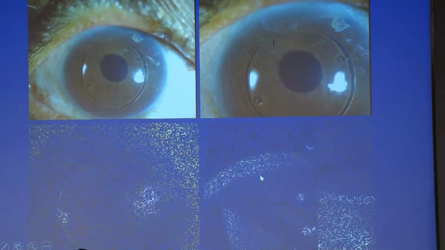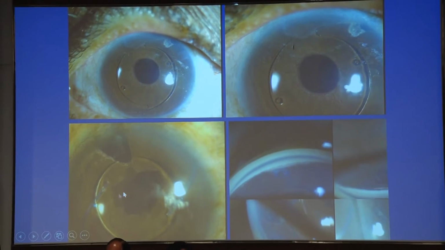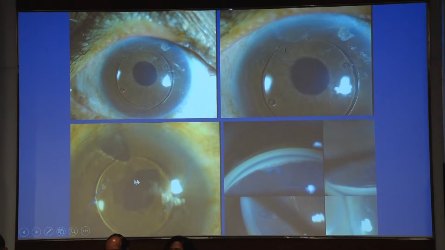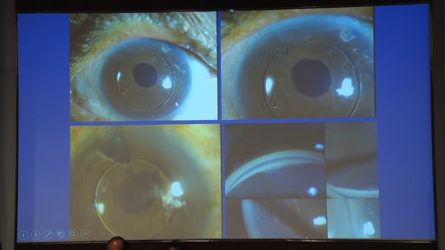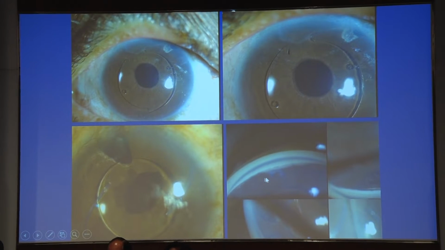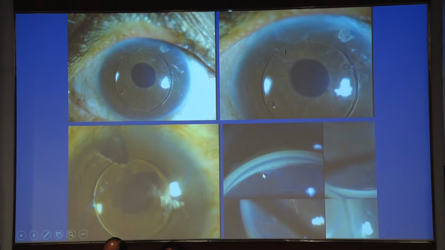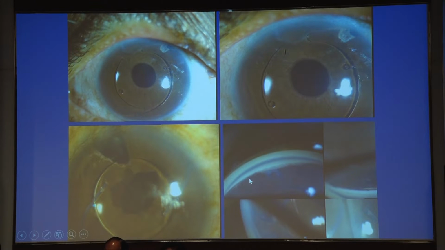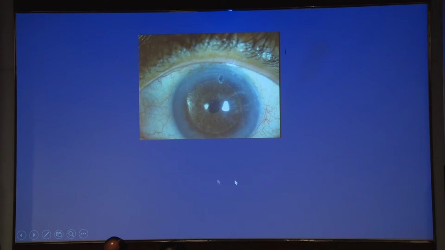So here you have a single piece PMMA lens flipped and kept in the anterior chamber, haptic going through the PI. This was another case where a three-piece lens was again implanted in the anterior chamber. And if you see these gonio photographs, these are the looped haptics. The ends of the haptics have got eyelets, and it created havoc. Explanting these lenses is also going to be very, very difficult.